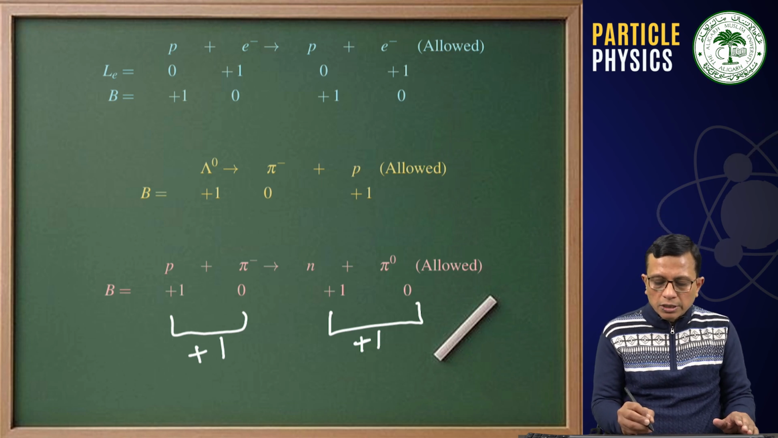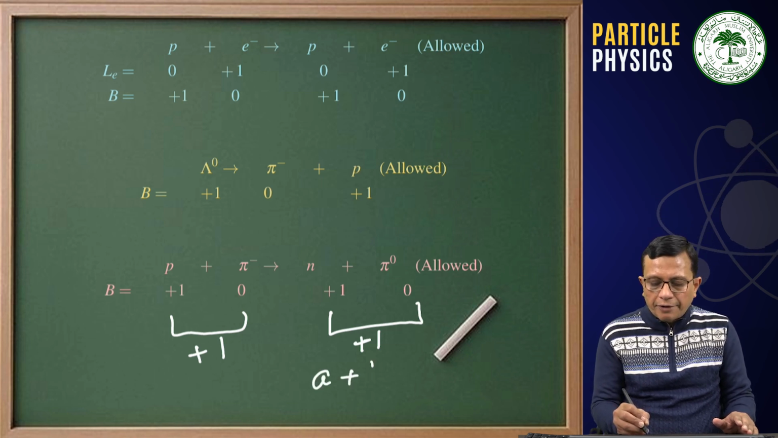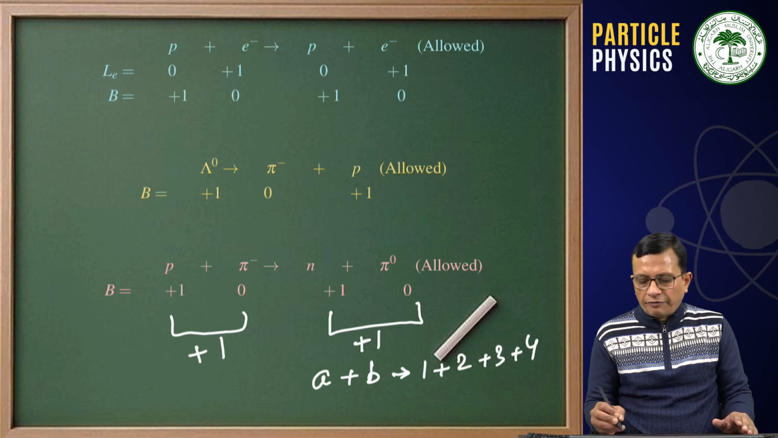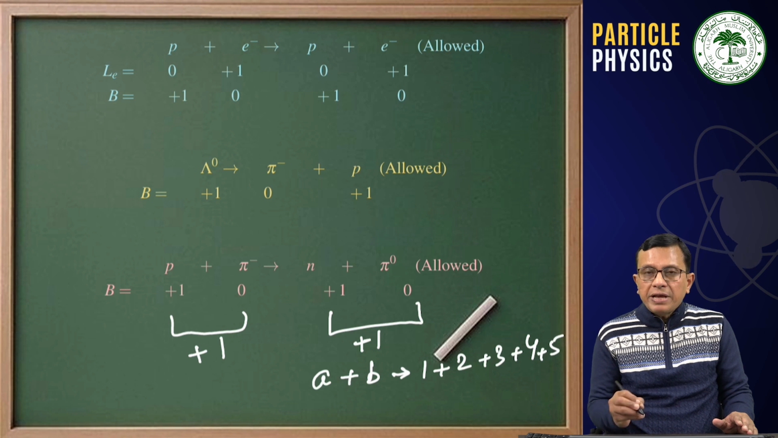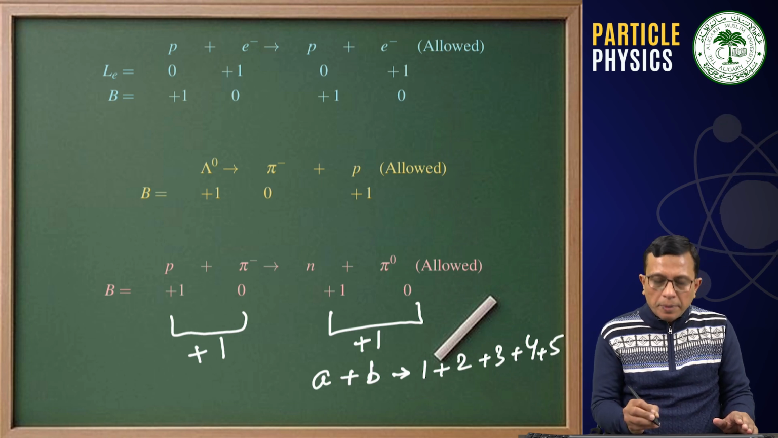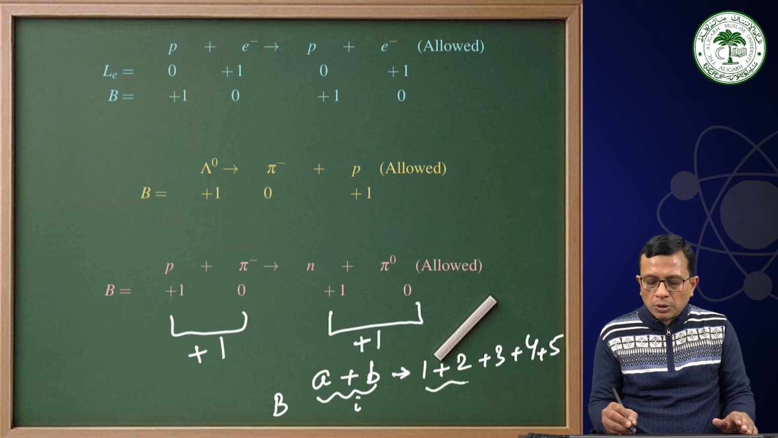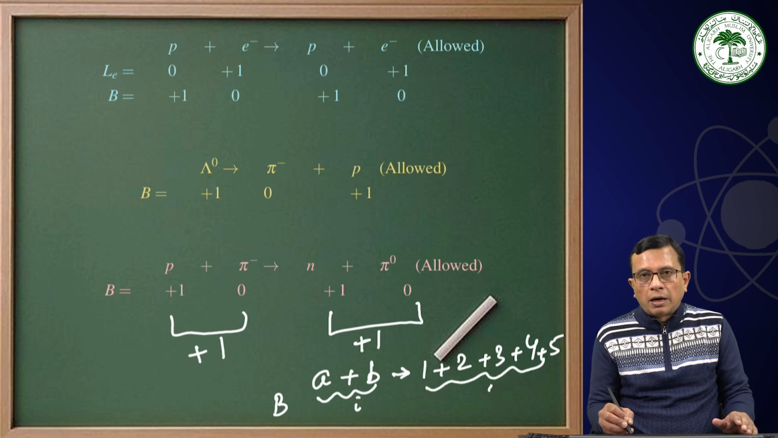Now, what does it mean? It means that if I have A plus B going to 1 plus 2 plus 3 plus 4 plus 5, then we have to see that the net baryon number in the initial state must be equal to the net baryon number in the final state.